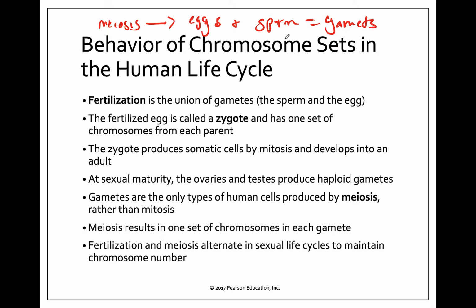In the process of forming the next generation, so if you were going to have a baby, you would go through fertilization. So the very first step of fertilization is egg and sperm coming together to form a single cell called a zygote. And the zygote has one set of chromosomes from each parent, which means it has 23 from mom and 23 from dad, which is a total of 46 chromosomes. So is a zygote haploid or diploid? A zygote is going to be a diploid cell.